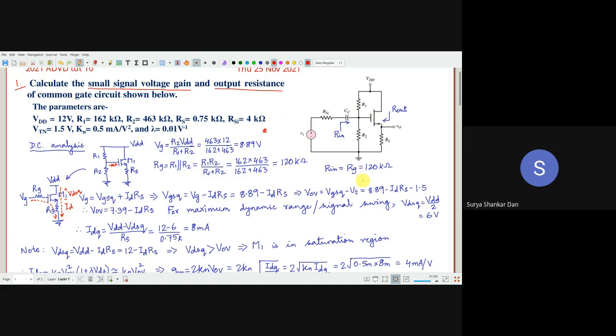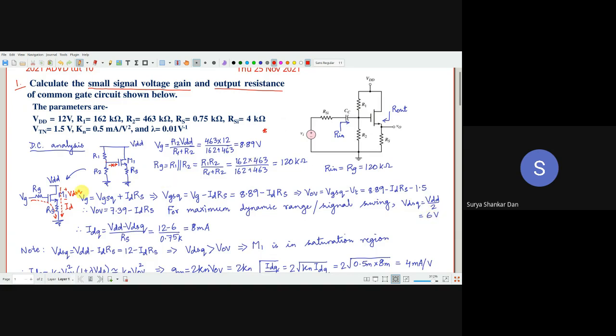Rail to rail voltage, rail to rail supply. So that means VDSQ will be equal to VDD by 2. VDD is given as 12 here, so that means VDSQ becomes equal to 6 volts. So once we know that VDSQ is equal to 6 volts, what are the things we have understood by now?